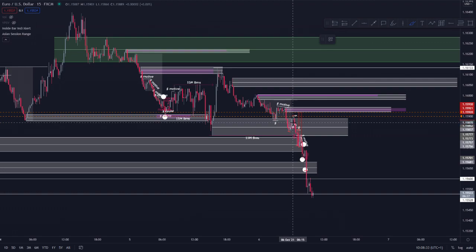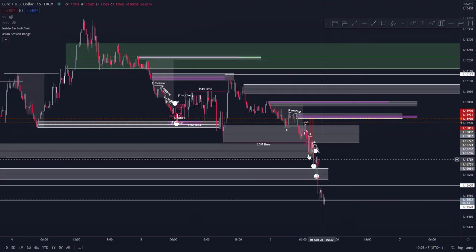Anyway, price breaks this on the 15-minute, so we've got a new breaker structure. Price is more than likely going to come down a little bit more before it pulls back to then go again. At some point it's going to have to pull back, but usually after a break, it goes on for a while.